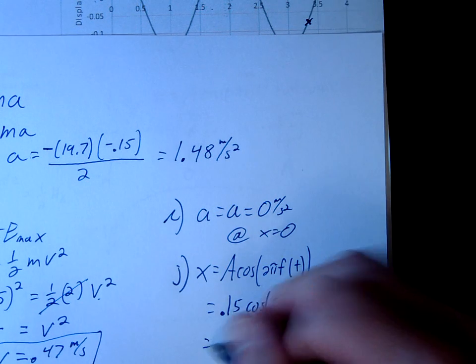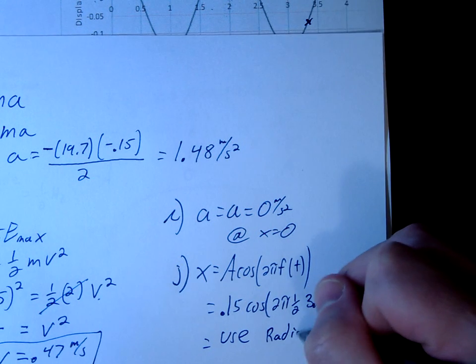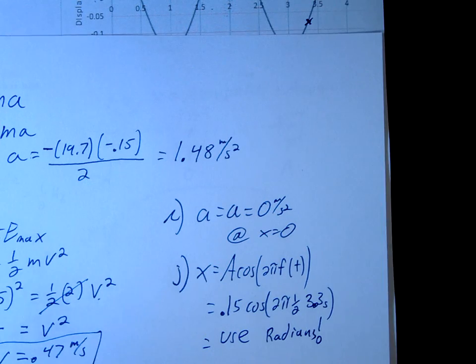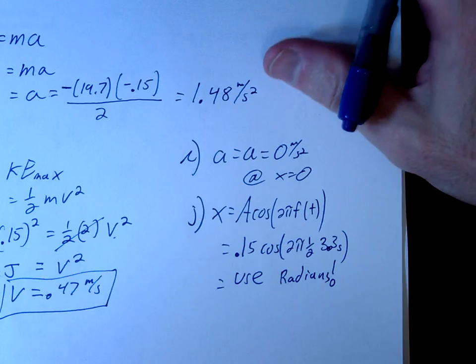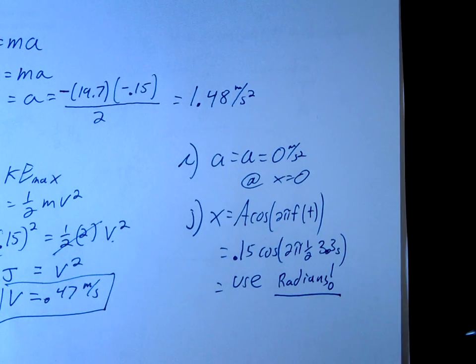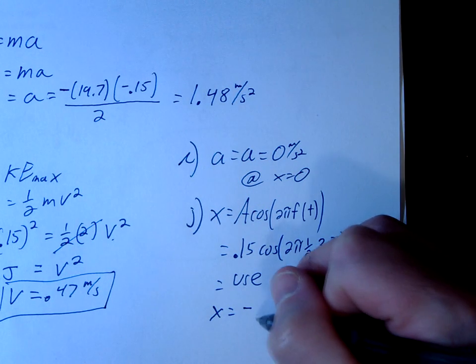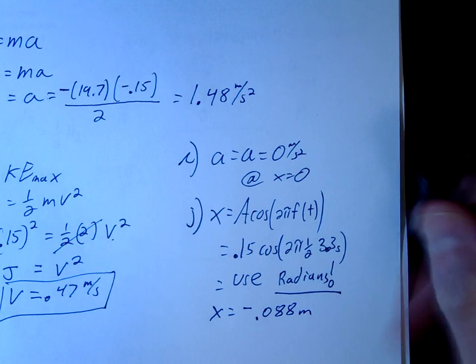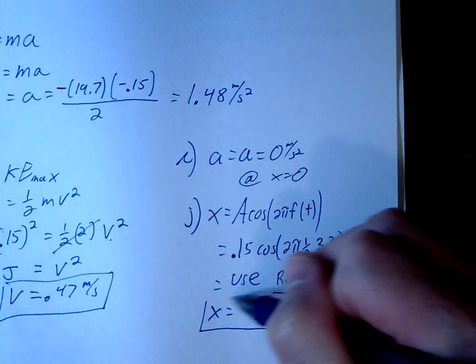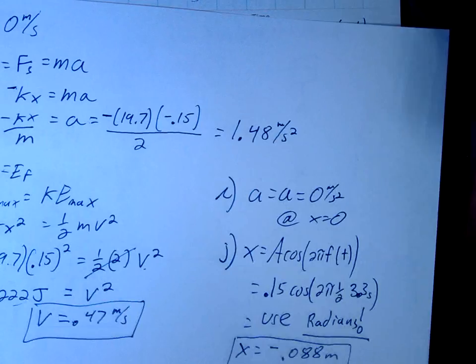Okay, plug it in. Now this is the one time in the whole class where you're going to use radian mode in your calculator. You're just going to have to remember that for almost every other problem, 99% of them, you're going to be using degrees. But this is the one time you're going to want to use radians with your calculator. Make sure you're in radians mode. So plug it in, and you're going to get x equals negative 0.088 meters. And my estimate was 0.08, which is pretty close. It's about 0.09.